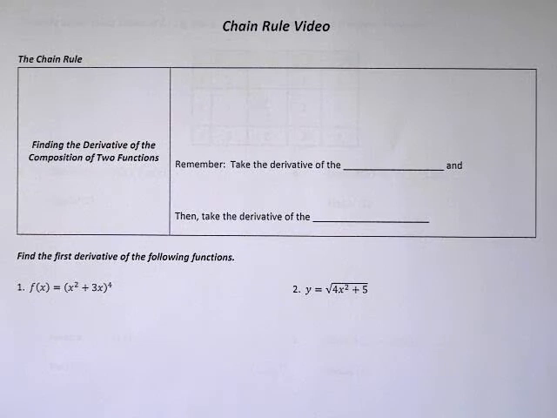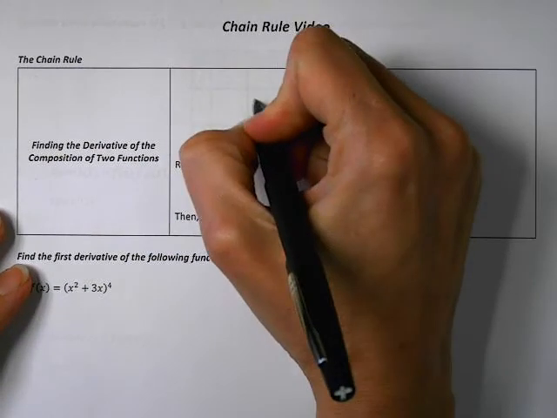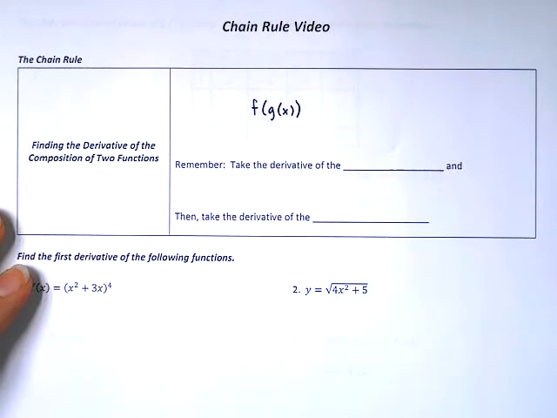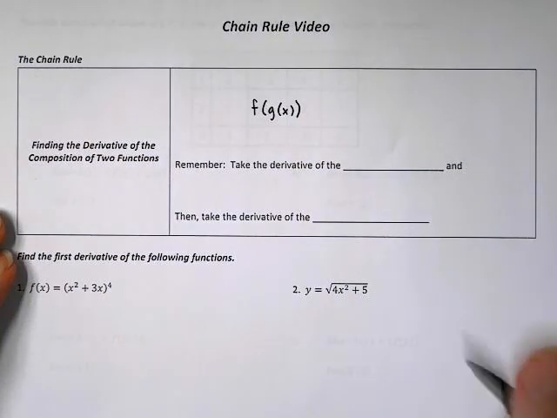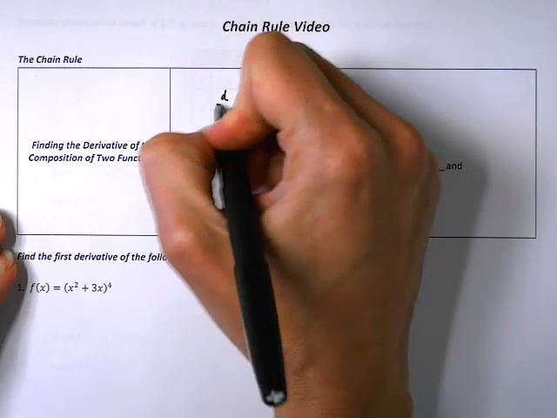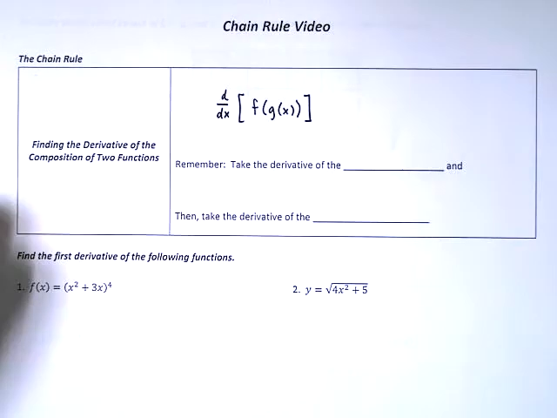Hi everyone, in today's video we're going to be going through the chain rule, which is a rule we're going to need when we're finding the derivative of the composition of two or more functions. So just to take a step back, when I say composition, we're going to have functions that look like this, f of g of x. And so what we're going to be doing today is taking the derivatives of these functions. So I'm going to use the notation the derivative with respect to x of our composition of functions.